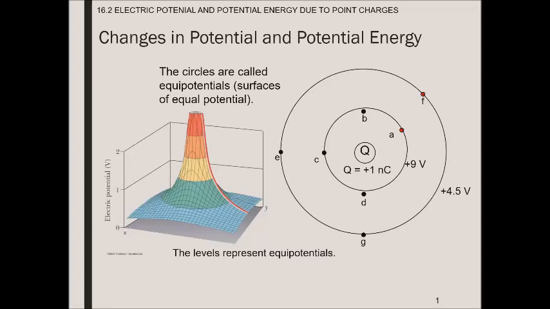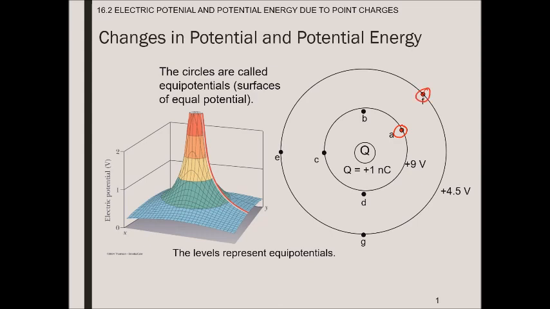Next, we're going to look at a mathematical example of how to do these calculations and how to figure out what the potential is at any given point for a source charge. And remember, it's only dependent on the source charge, so it doesn't matter what our test charge is as we're doing this. But we're going to look at 2 points away from a charge.